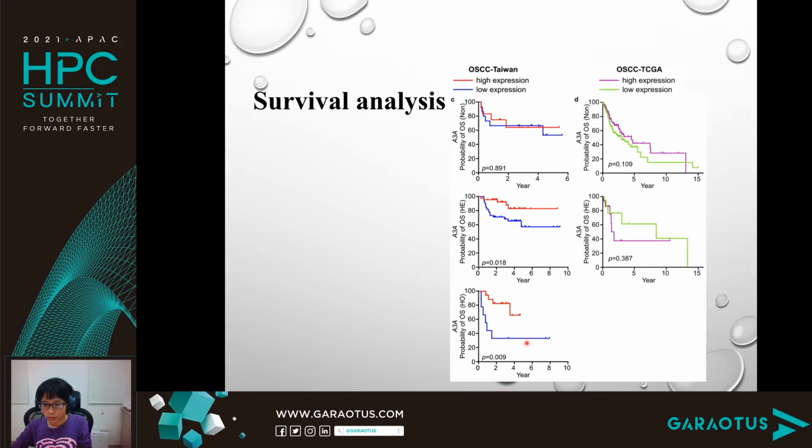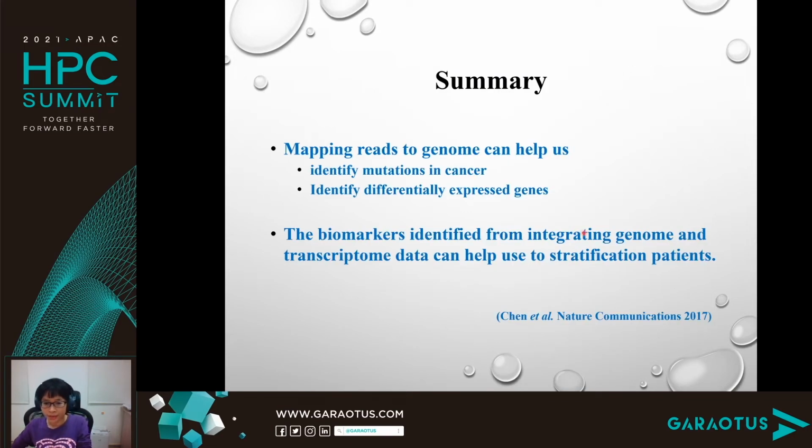So I'll skip the other data. In summary, I talked about what we did in our lab. The most important step is to map the reads to the genome and to calculate how much confidence we have for calling a variant or calling a differentially expressed gene. And as I mentioned, the human genome is quite large. We have 3 billion base pairs in our genome.